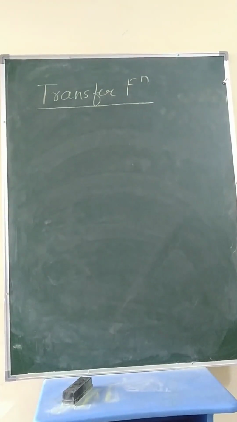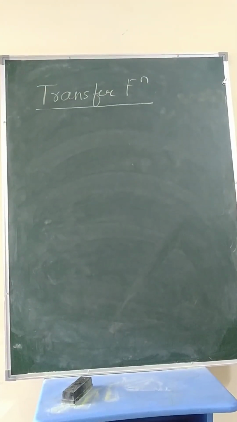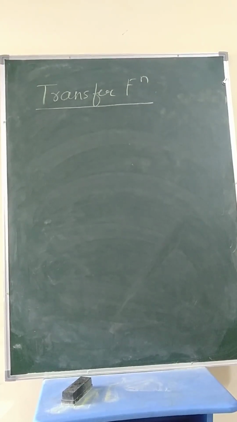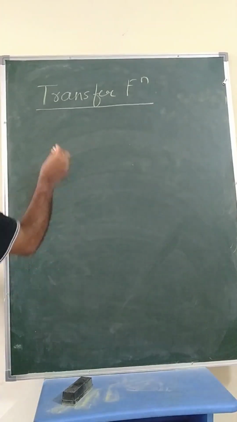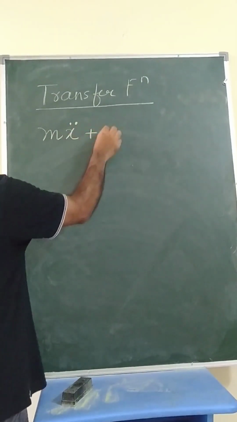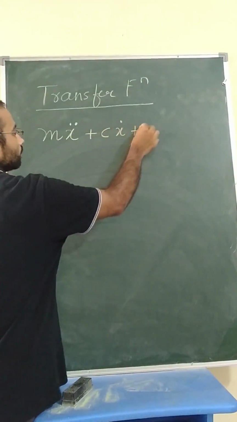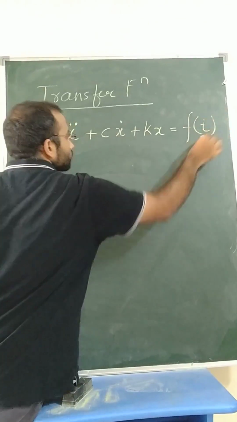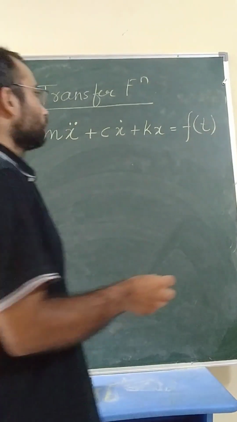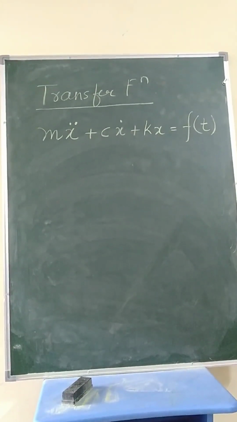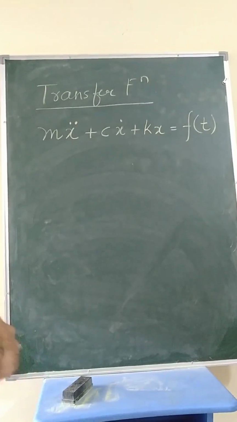I will be introducing the concept of transfer function using the same favorite example of a single degree of freedom system. We know that the single degree of freedom system equation of motion is given as m x double dot plus c x dot plus k x is equal to the force acting on the system. There is some force acting on the system, isn't it? So what I will do is take the Laplace transform on both sides.